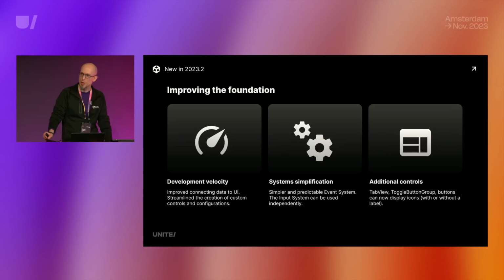We also felt some of the systems were a bit complicated and difficult to grasp, so we updated the event system, which is now easier to operate and behaves more consistently. The new input system now has runtime support integrated and no longer requires UGUI in your project to use. And we've also added a few new controls to the standard library. And we improved the button, so now it can display icons with or without text.